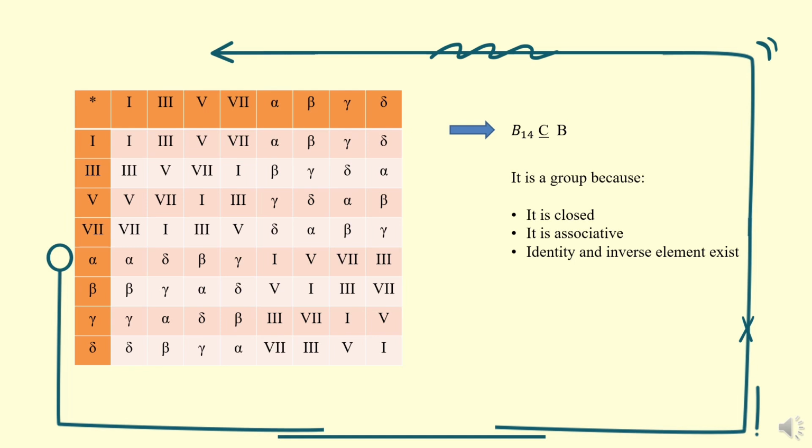For example, the inverse of 1 is 1, the inverse of 3 is 7, the inverse of 5 is 5, the inverse of 7 is 3, the inverse of alpha is alpha, the inverse of beta is beta, the inverse of gamma is gamma, and lastly, the inverse of delta is delta. So in that way, we can say that the inverse element and identity element exist in this table. Therefore, B14 has the same binary operation star as table B.